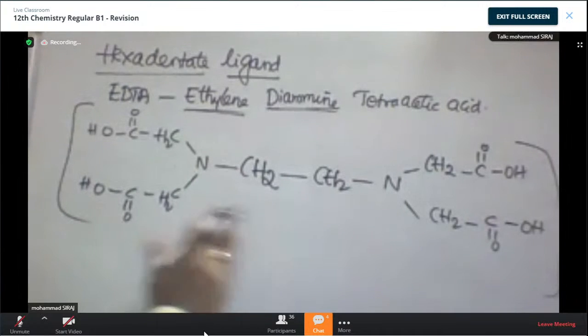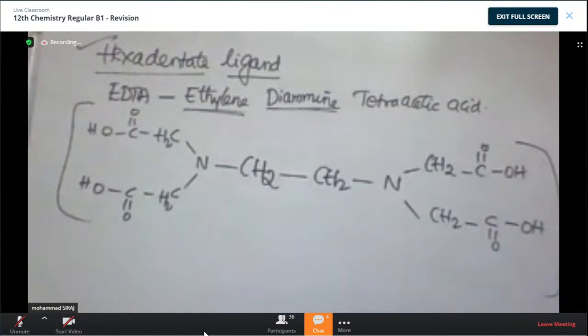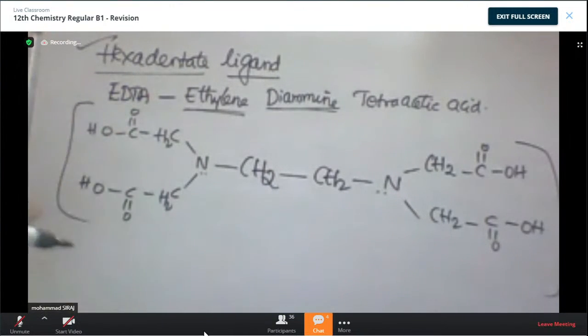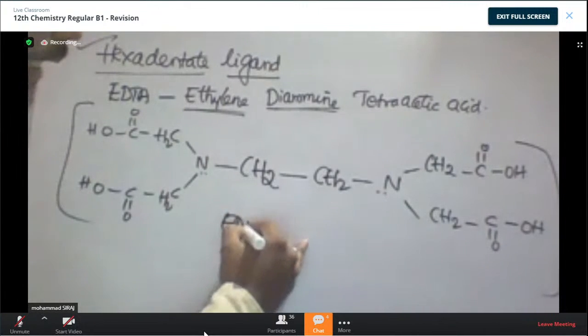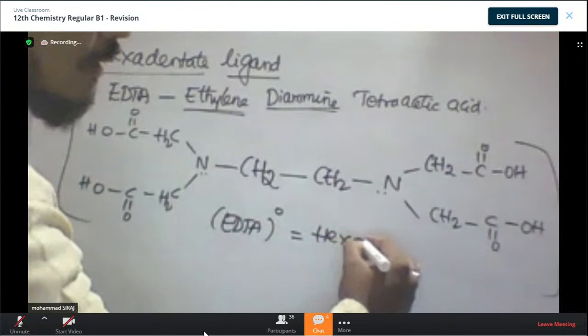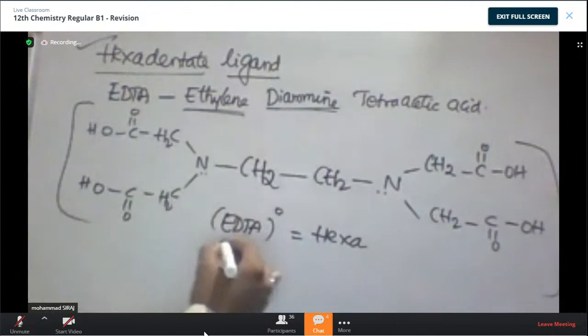Here, one important point is there. EDTA is a hexadentate ligand. It acts as a flexidentate also. Flexidentate means, see, this is one donor atom. How many donor atoms are there? 2. If I am taking EDTA without charge, EDTA 0, that is what dentate ligand, sir? Hexadentate ligand.